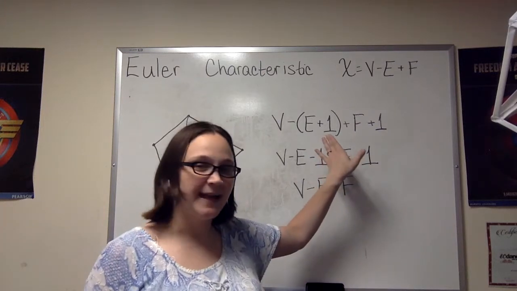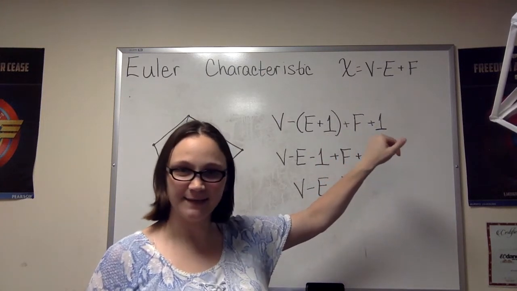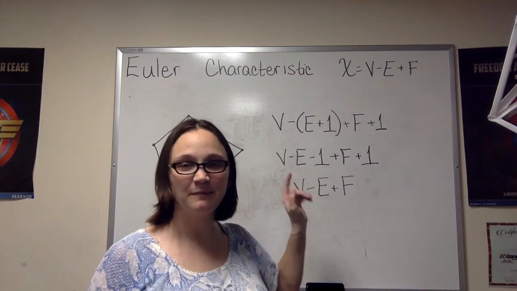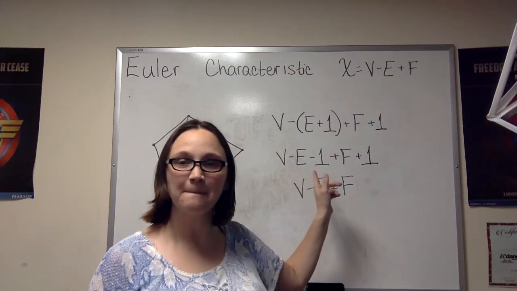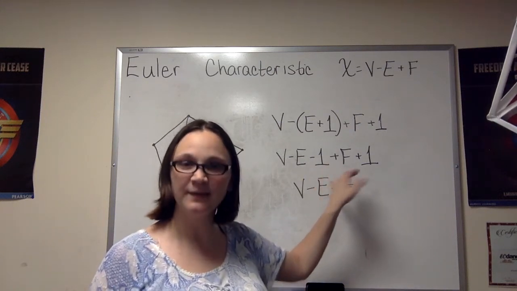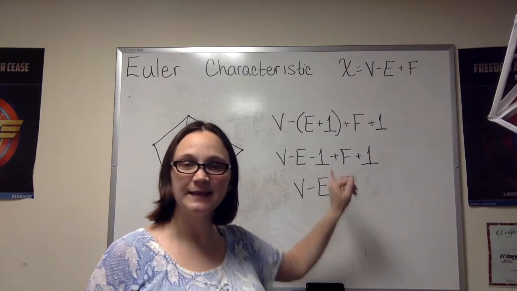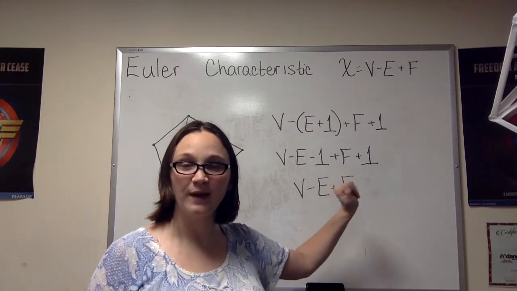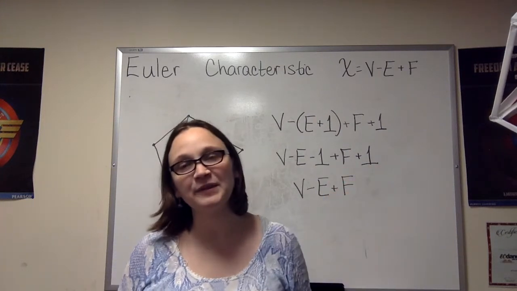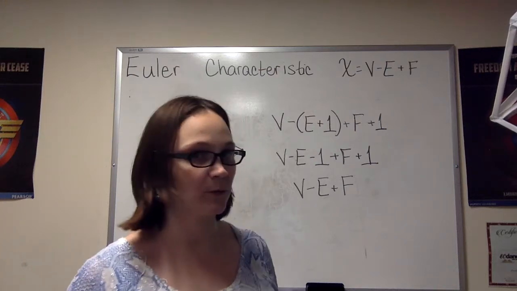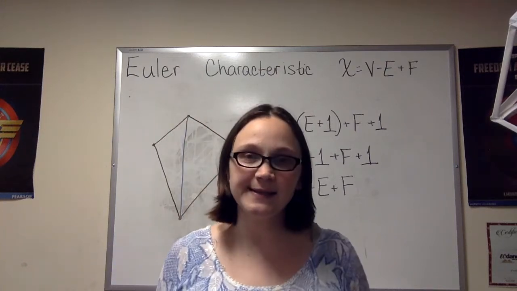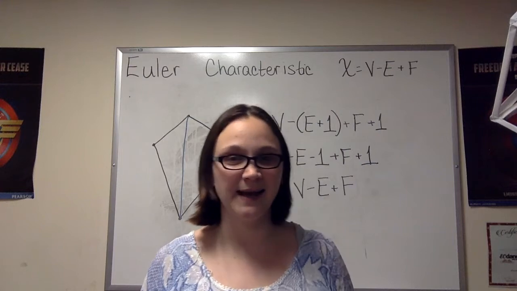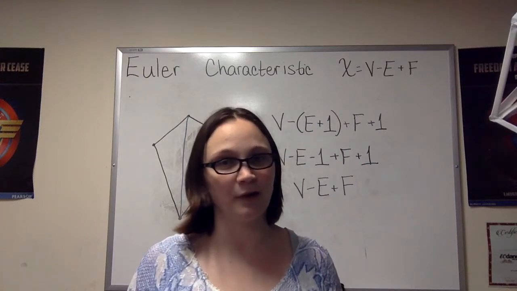So I added in an extra edge and an extra face. Once I distribute my negative sign, I have vertices minus edges minus 1 plus faces plus 1. And once again, my negative 1 and 1 cancel out, and I end up with the same Euler characteristic I started with. So connecting two vertices that were previously unconnected doesn't actually affect the Euler characteristic.